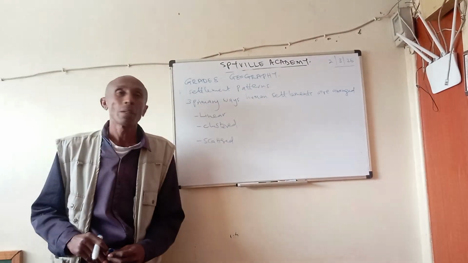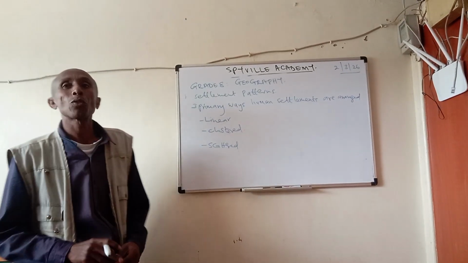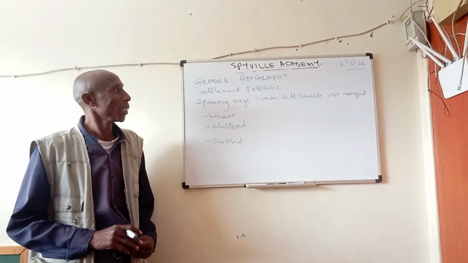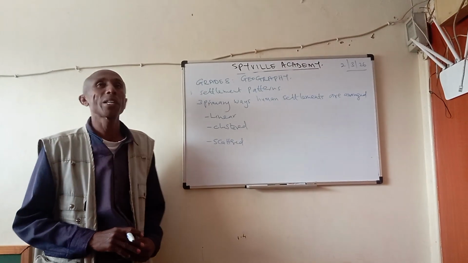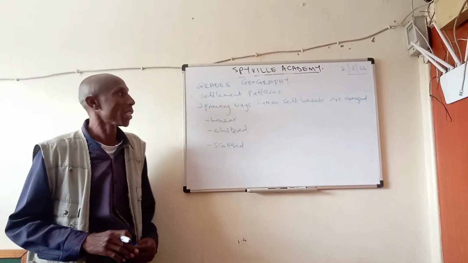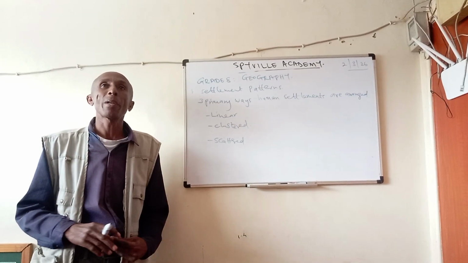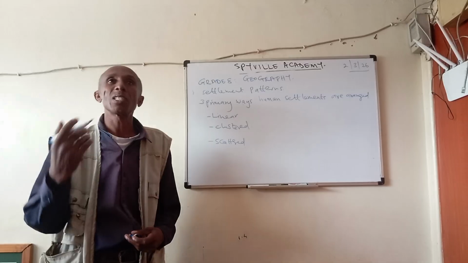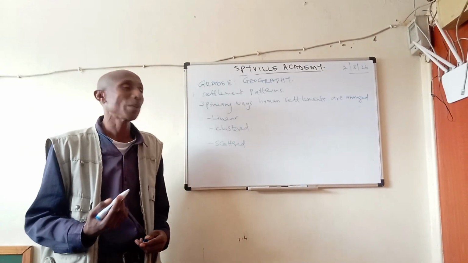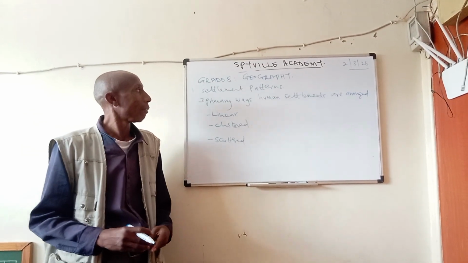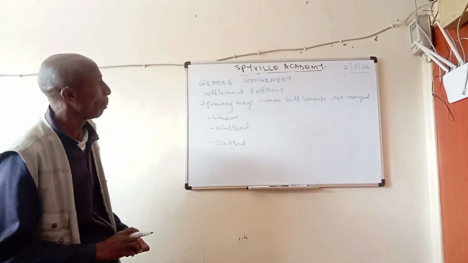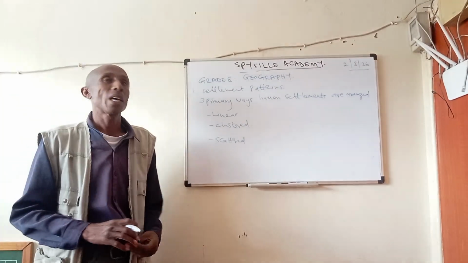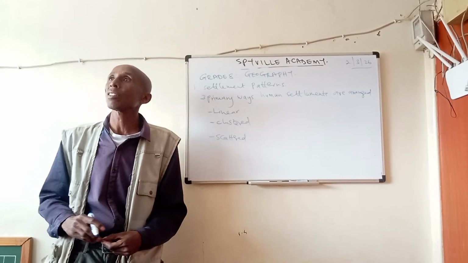What about settlement patterns? What is settlement? Settlement is whereby people normally settle somewhere. They have their houses there, and they do their own activities there. That's wherever they reside. They made residences there. There are normally three primary ways human settlements are arranged, and that constitutes what we call the settlement patterns.